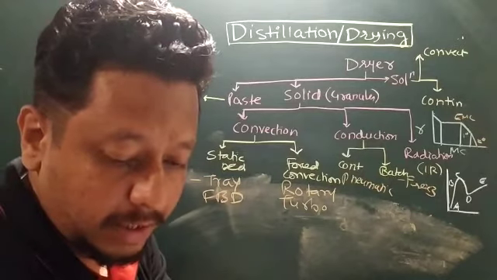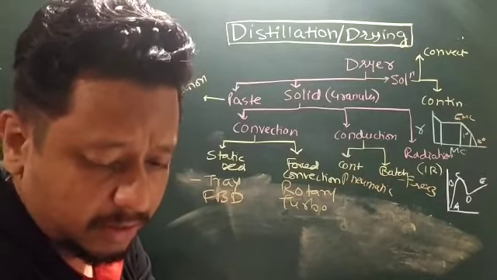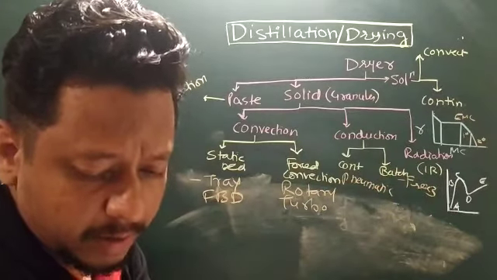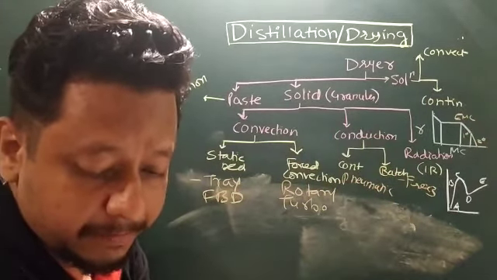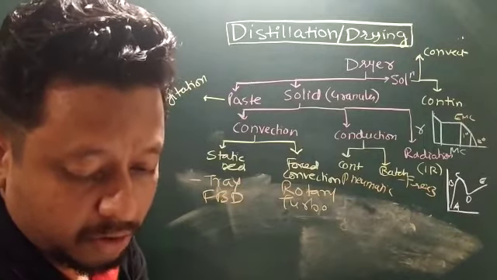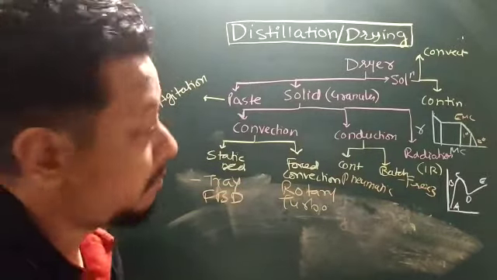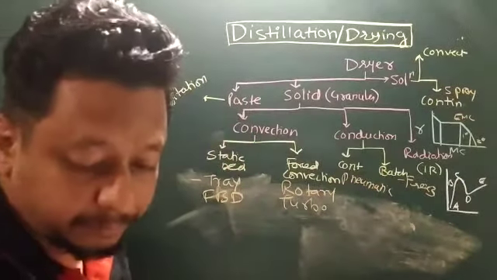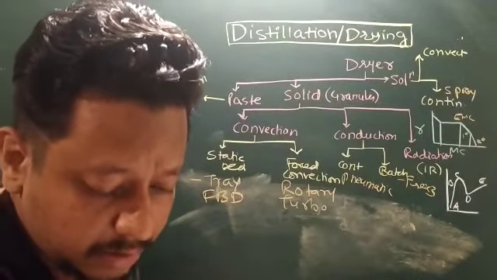Now the next is paste, which uses agitation, and the slurry. For the slurry, we use a convection dryer, that is again rotary and tunnel dryer, and continuous dryers: drum dryer, pan dryer, and very important, the spray dryer.